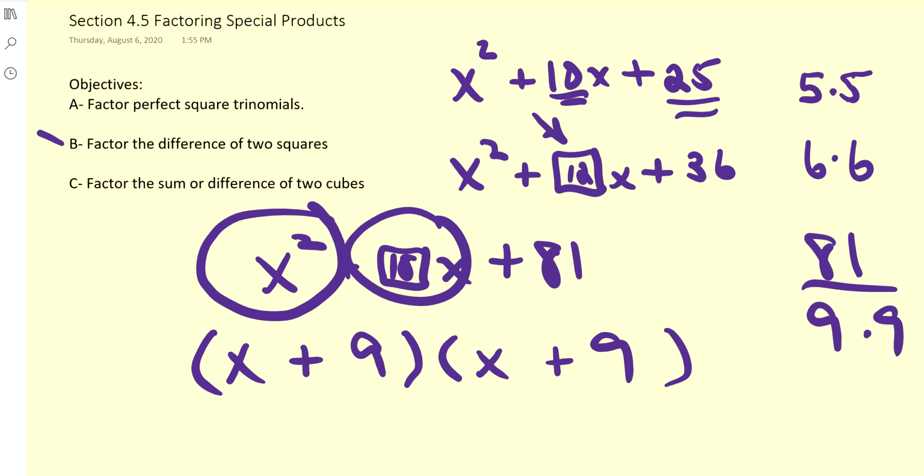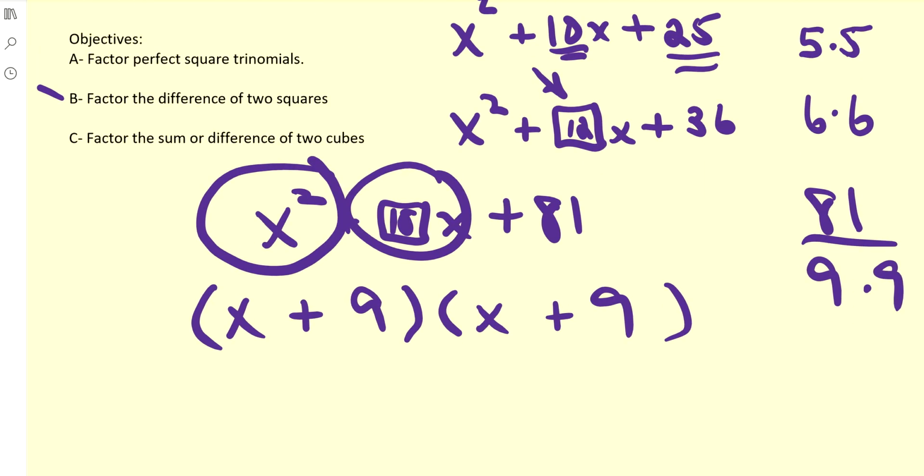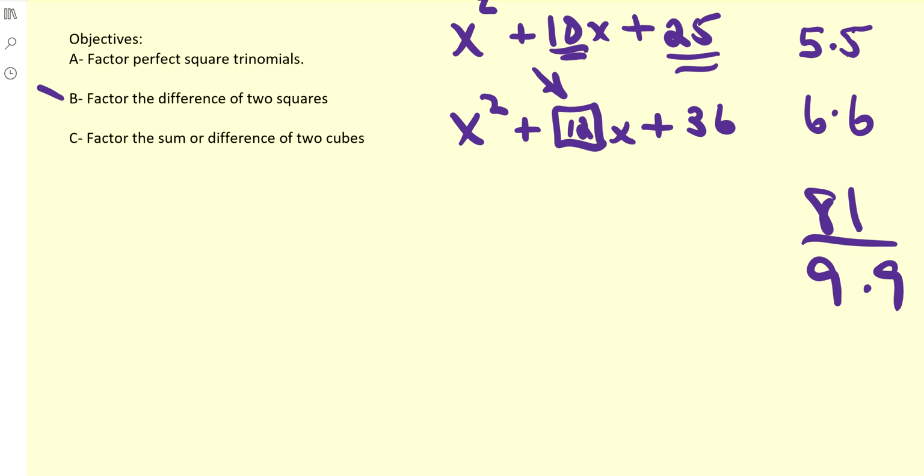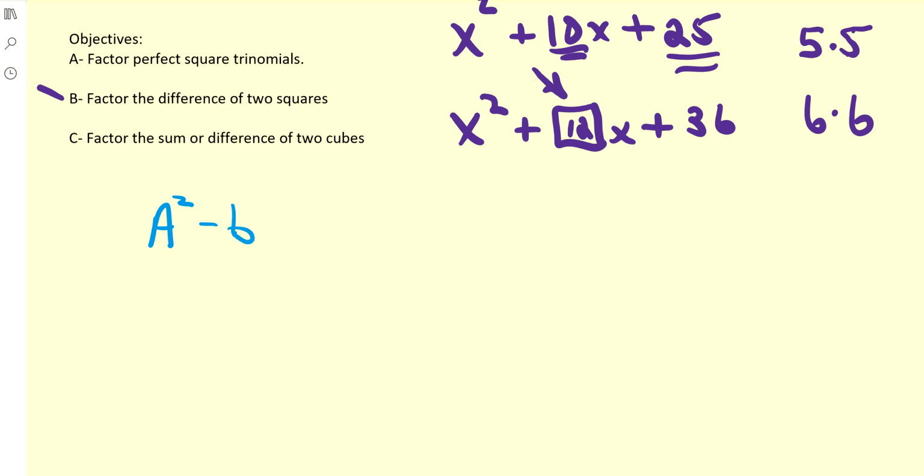This is factor the difference of two squares. Now, the difference of two squares comes in the form of a squared minus b squared. That's the difference, meaning the subtraction sign, of two square numbers. A to the second power and b to the second power are square numbers. So if I give those values, then I could make something of it.